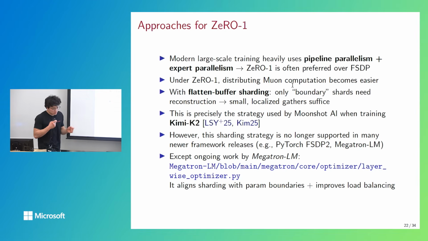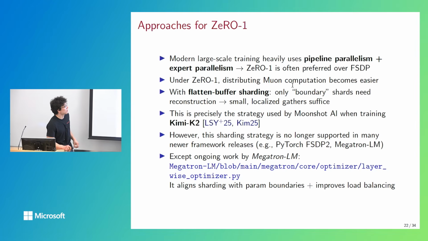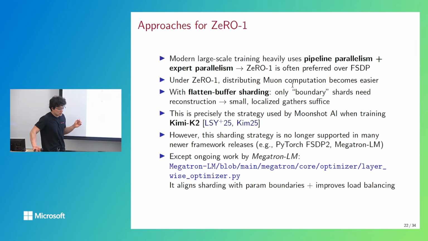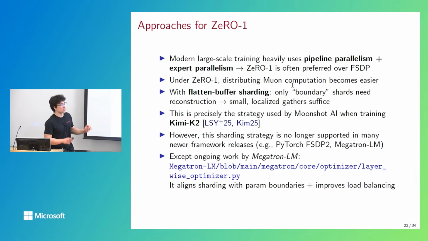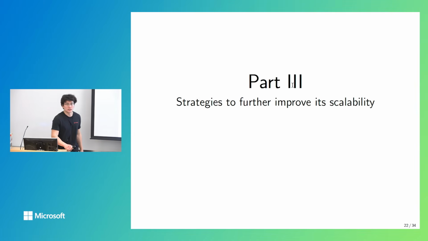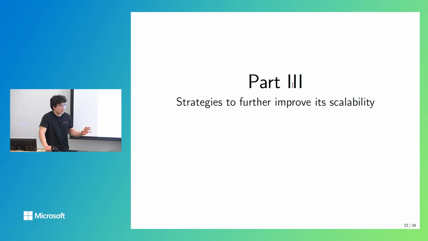So the gist of what I'm trying to say is that for 0-1 sharding, there's some freedom of choices you can make to make things more efficient. And that's indeed what Kimi-K2 was doing. There is active ongoing research and development around this, so stay tuned. All right, so that's about it for how these orthonormal update optimizers are implemented across distributed training. And I'll talk about strategies to further improve its scalability based on this Dion approach.